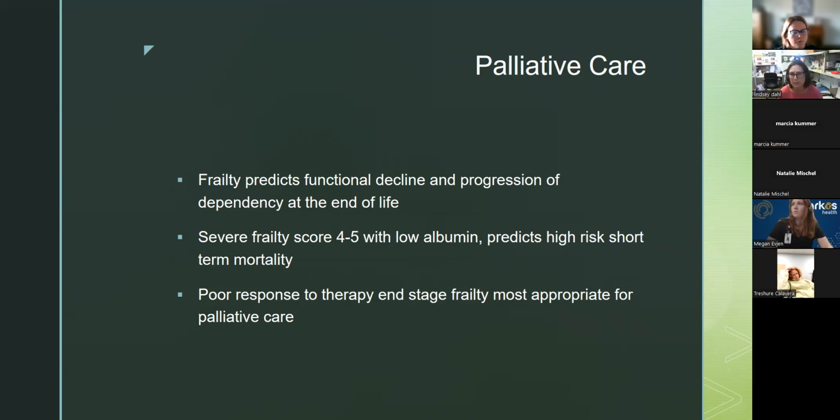And then we need to be thinking more about, is palliative care, hospice the route to go for you? We certainly should be avoiding aggressive surgeries and things at that point because the outcomes are likely to be pretty poor.